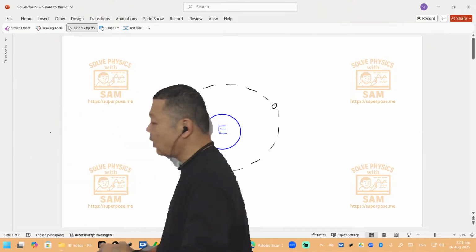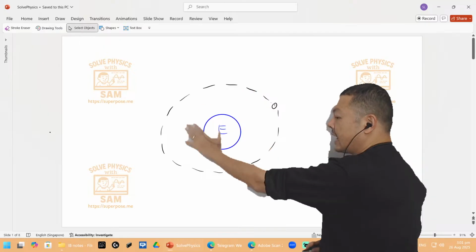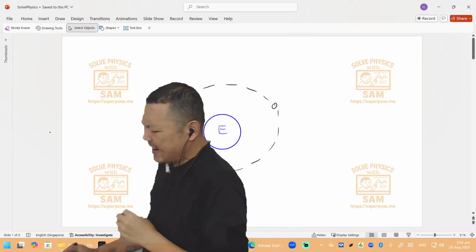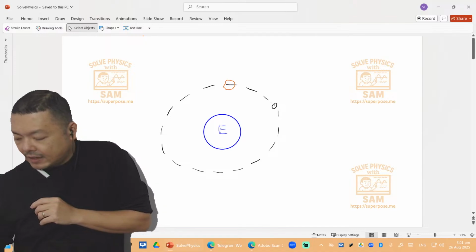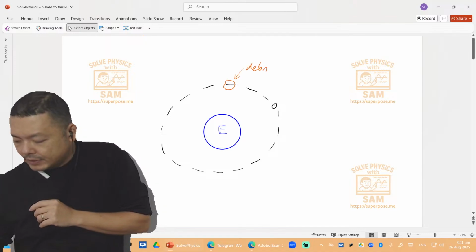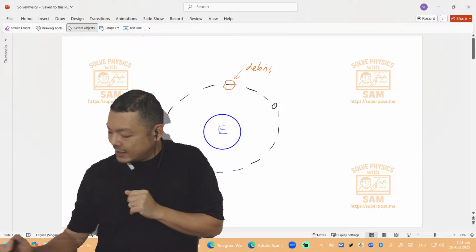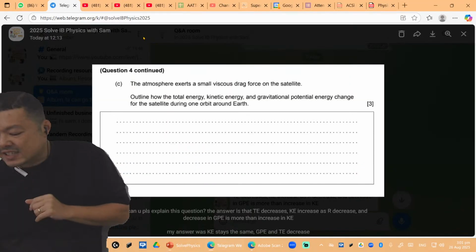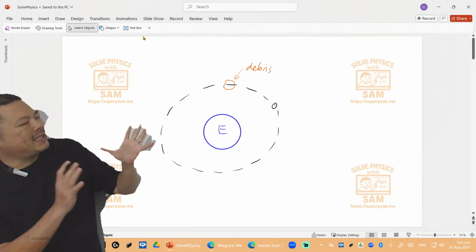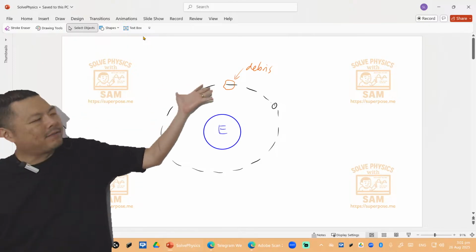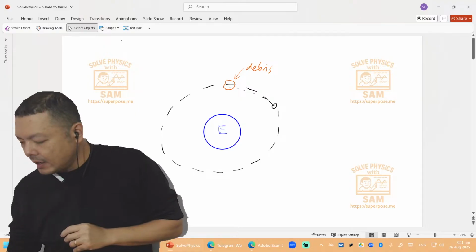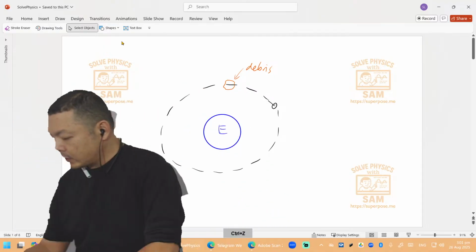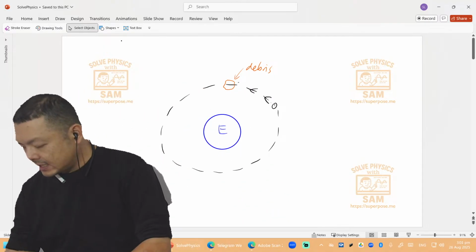Okay, this dotted line was the original orbit. If nothing happened, it will be the original orbit, right? And then there's some disturbance here. So a bit of debris, for example. Okay, what did the question say? Viscous drag force. So basically something to block its path. Okay, right. So this satellite will head towards this debris here like this.